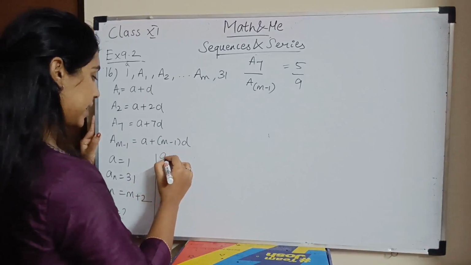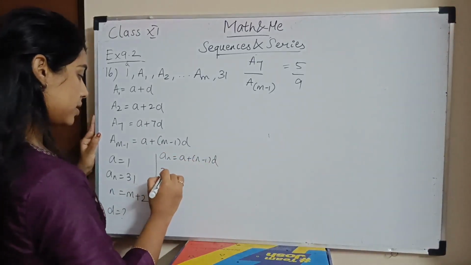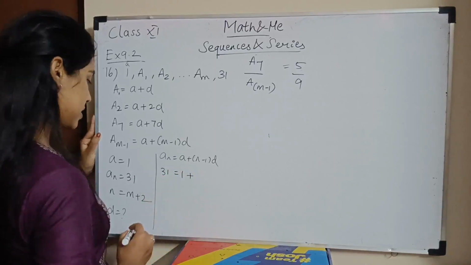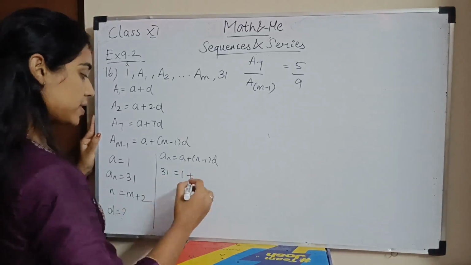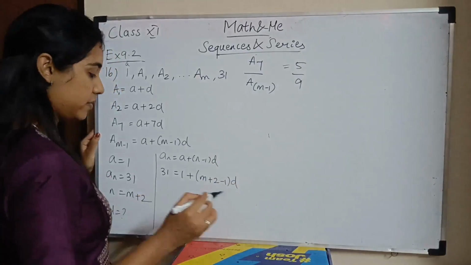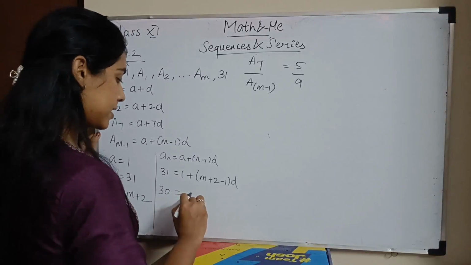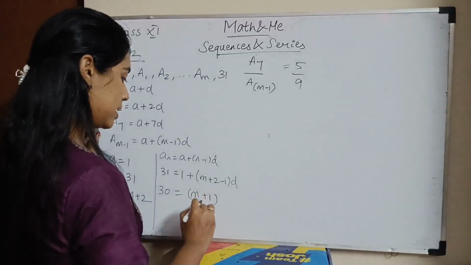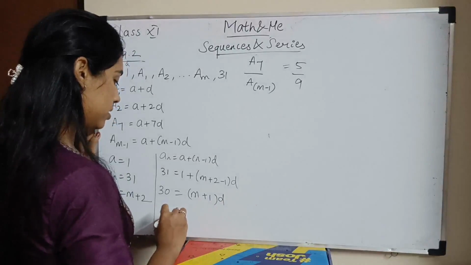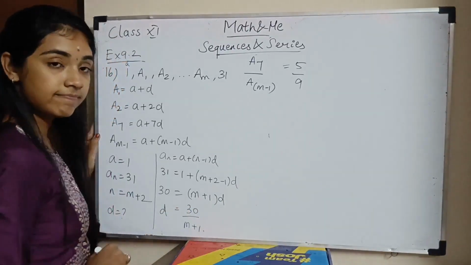Using the formula an equals a plus (n minus 1) into d, we have 31 equals 1 plus (m plus 2 minus 1) times D. We do not know what D is. So 31 minus 1, that is 30, equals (m plus 1) times D. So what is my D? D equals 30 divided by (m plus 1).